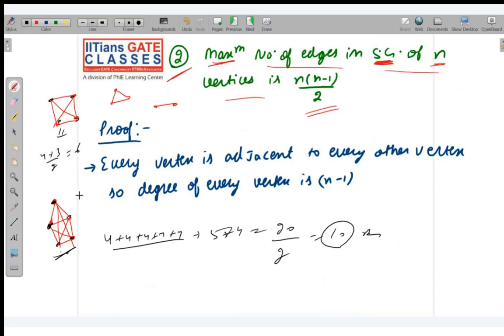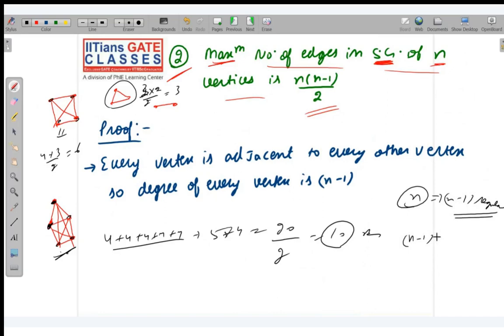Okay, yes. So 3 vertices means 2 regular. So 3 into 2 divided by 2, 3 is the answer. Here we have got 3. So now I can generalize. If we have an n vertices graph, then it will be n minus 1 regular. Are you getting it? Since it is n minus 1 regular, and n vertices are there.